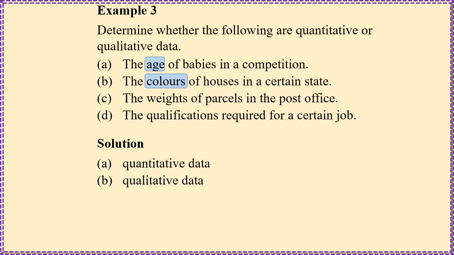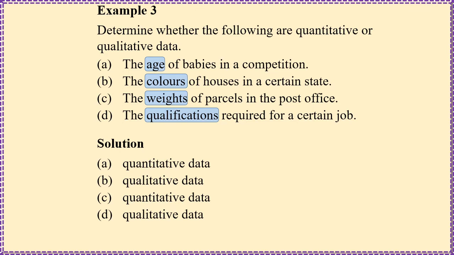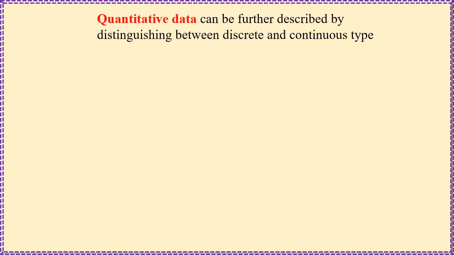And then for C, the weight of parcels in the post office. It can be 200 gram, 500 gram, 1 kilogram, 2 kilograms. So it can be measured, so it will be quantitative data. And lastly, the qualification required for a certain job. This certain job asks for the degree, or this certain job asks for SPM level only. So it will be qualitative. We cannot measure SPM, diploma, and everything. So it's qualitative data. Quantitative data can be further described by distinguishing between discrete and continuous types.